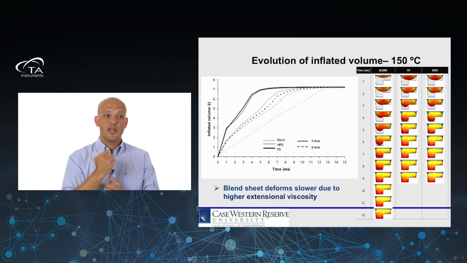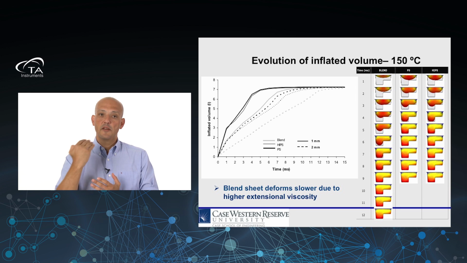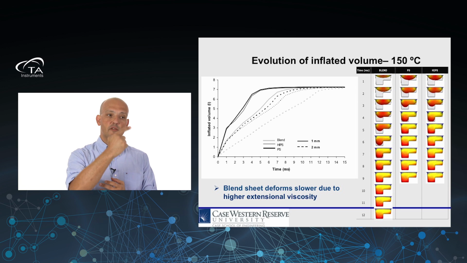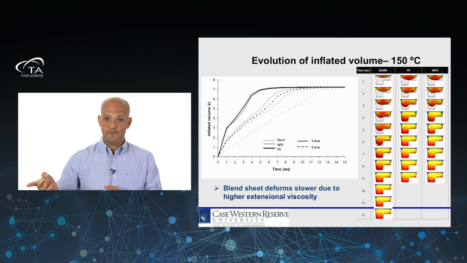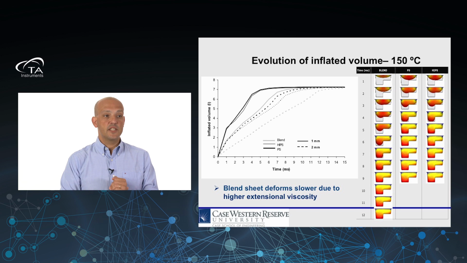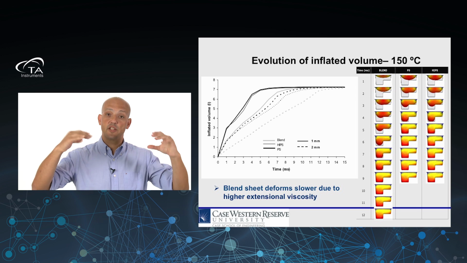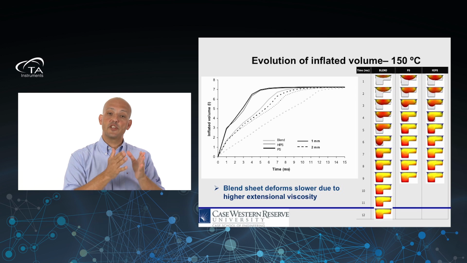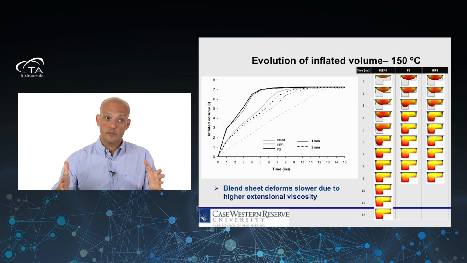So for example, a thick dashed line means the evolution of the inflated volume of the polystyrene in the 2 millimeter sheet. Okay? And as you can see, it's actually simpler if we look at the results for the 2 millimeter sheet, because obviously the sheet is thicker, the inflation process is slower.